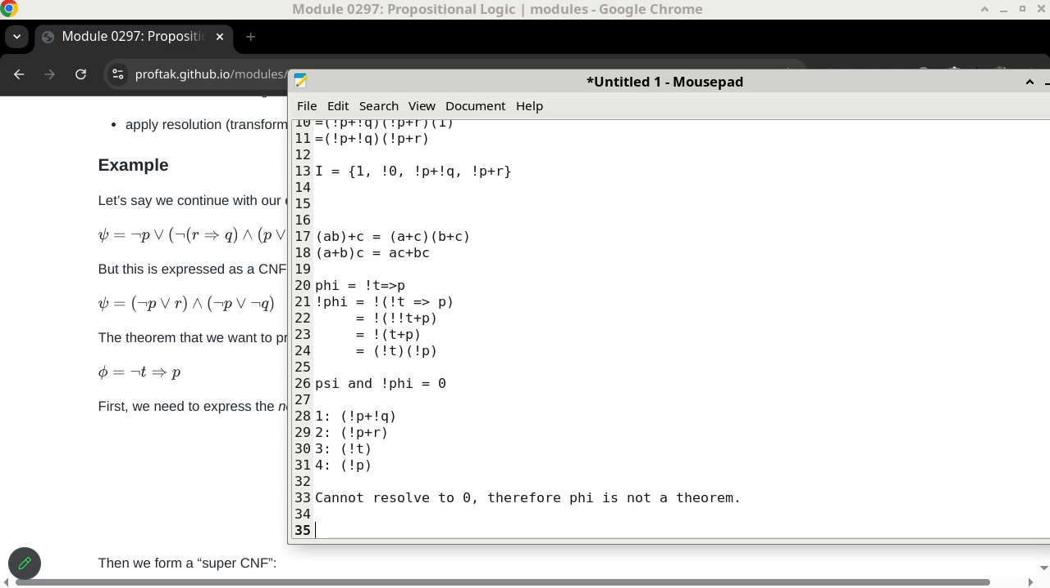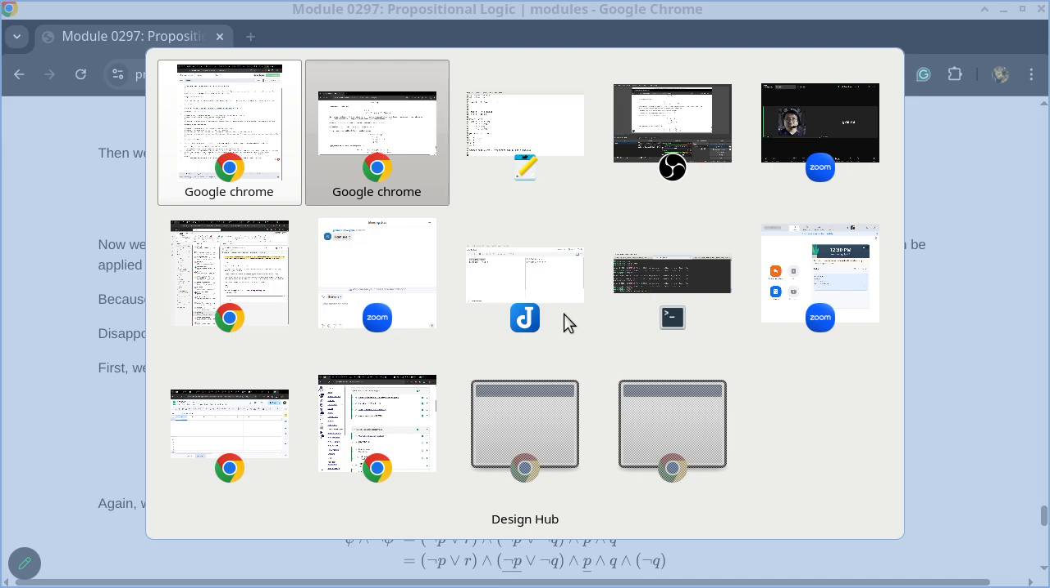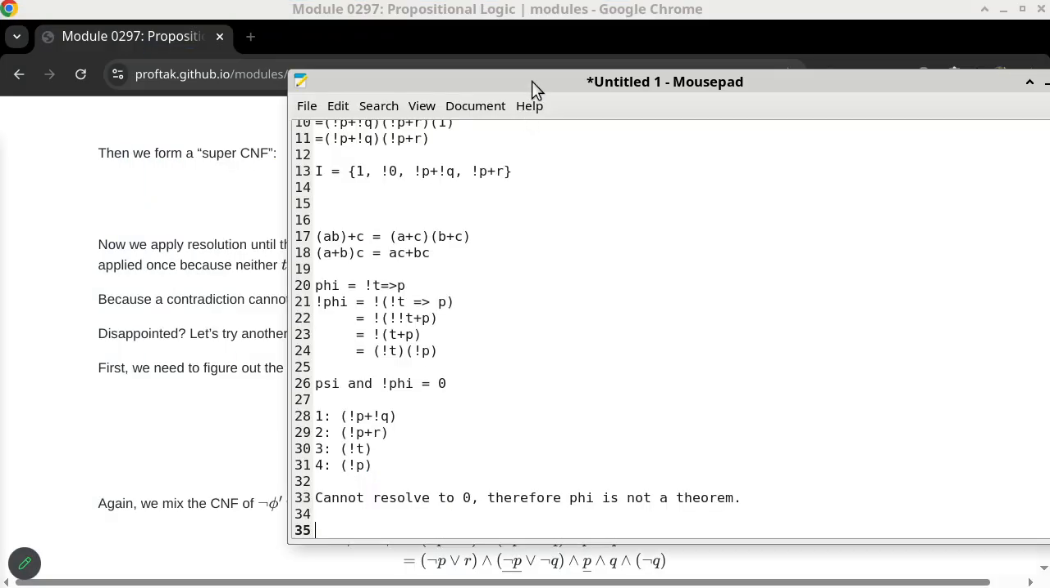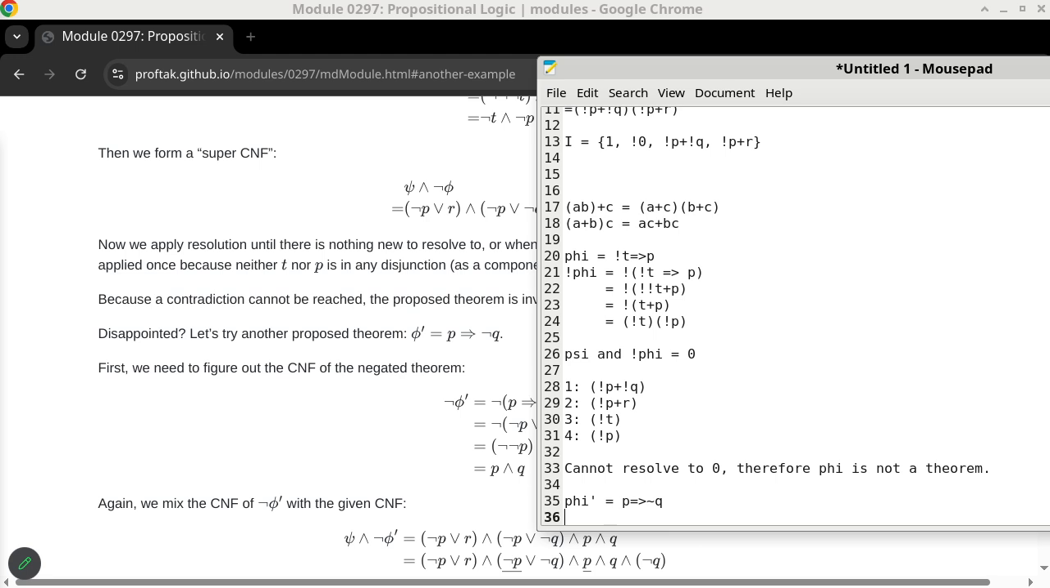All right. So let's work with phi prime, which is another proposed expression, and see whether it is a theorem or not. So in this case, phi prime, which is just another expression that we want to see whether it is a theorem or not of psi, is this. Okay, so we'll work on this one on the side like this. Okay, there we go. So this time we have phi prime being P implies not Q. So that means the first thing we need to do is to negate it. So the negation of phi prime is the negation of P implies not Q.